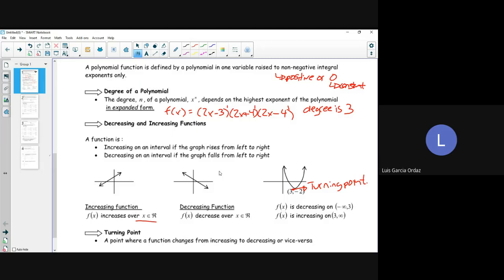How about the next one? Are we increasing or decreasing? Decreasing, so the function decreases over the x values, okay? And the last one, we have f of x is decreasing from negative infinity to 3. And then it's increasing from 3, so after a turning point, to positive infinity, okay? So usually when you have a turning point is where your intervals of increase or decrease change, okay? So just keep an eye out for that. So like I said, a turning point is where a function changes from increasing to decreasing or vice versa.